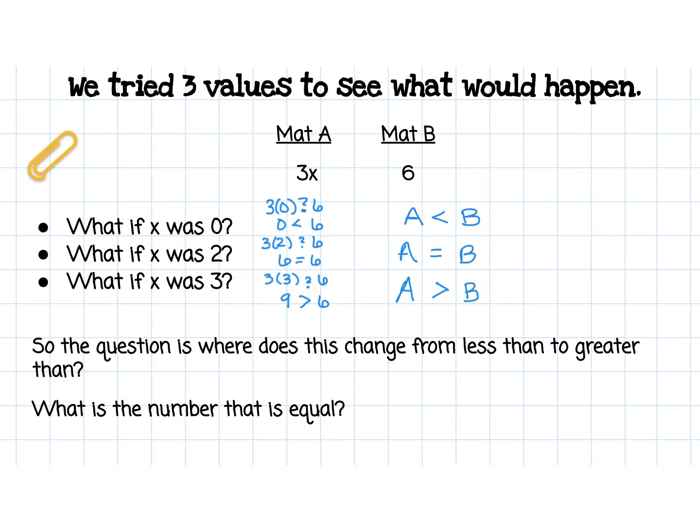So the question is, where does the change come from when you're looking at something less than all the way to greater than, and then the point where they are equal? So that's kind of what our lesson is going to be about today, is this idea of where things are equal and what happens on either side of the equality. So let's go to the next slide.